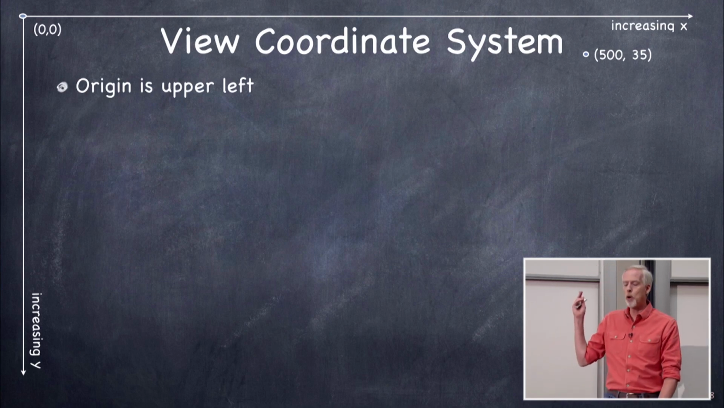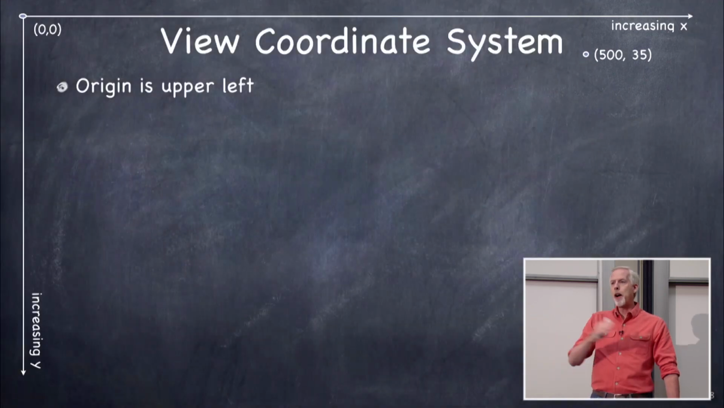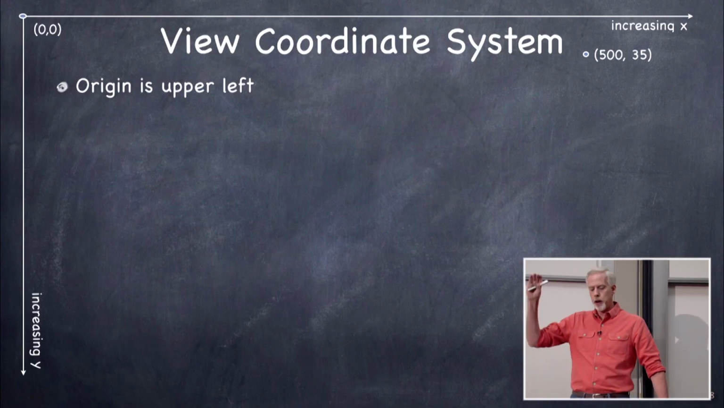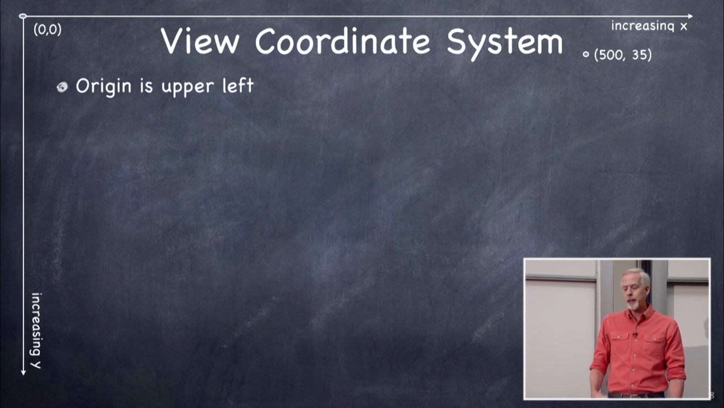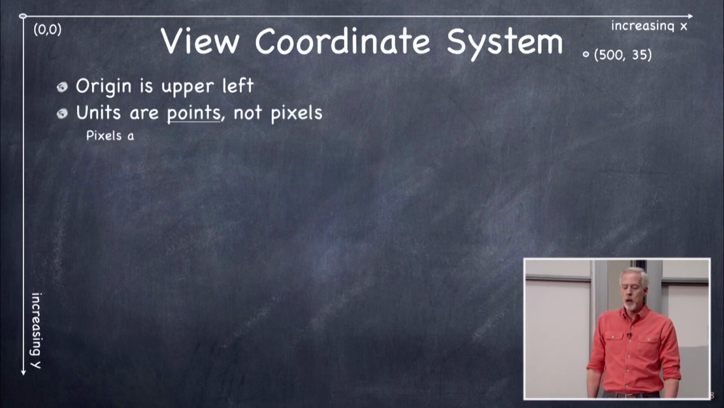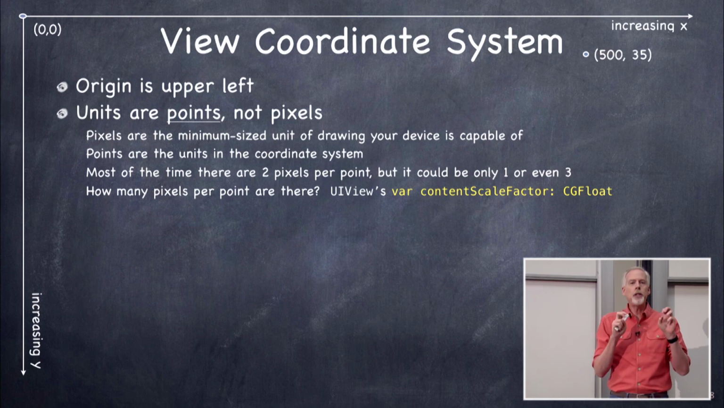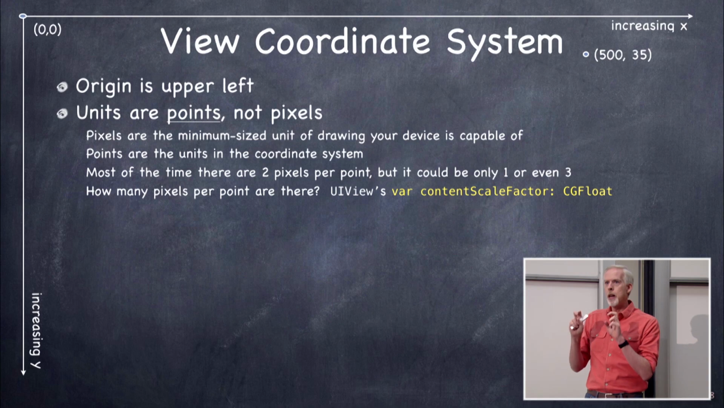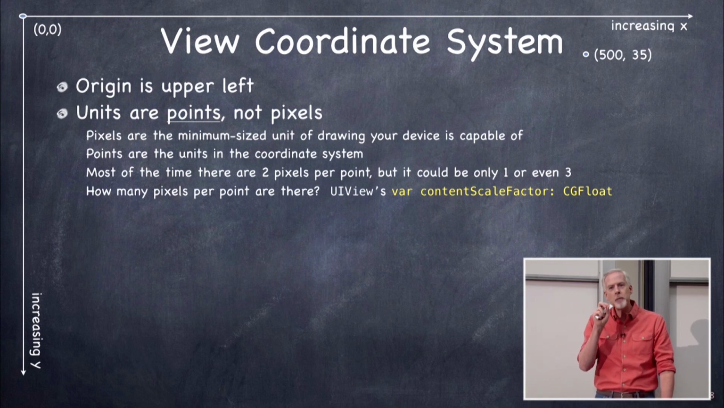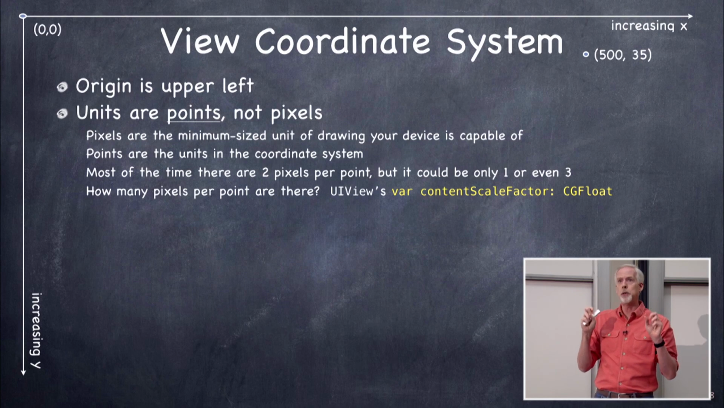So for example, I've got this point over here on the side. See it up there? 500, 35. It's 500 over and 35 down. Way over and way down. So that's x of 500, and it would really be 500.0 and 35.0 because they're floating point values. The units in this coordinate system are called points. Points are not the same as pixels. Pixels are the little dots that the screen is made of. Some screens have a lot of little pixels, very, very high resolution, what we call retina displays. You've probably heard that phrase. Lots of pixels per point.